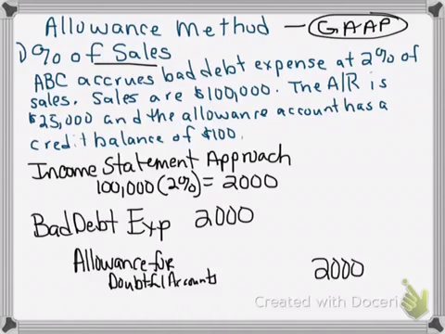All right, and so what we're doing here is we are actually creating an account and we are matching. Remember that matching principle states that we have to match our expenses with the time period in which that revenue was earned. So with the allowance method, we are matching this bad debt expense with the period in which this revenue was earned. And so we create this allowance account, and the allowance account is the account that we're going to use whenever we do have to write an account off.